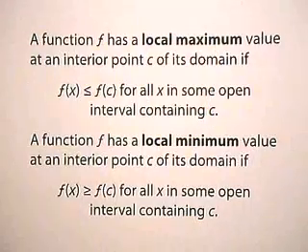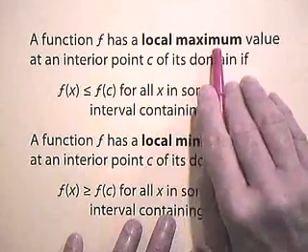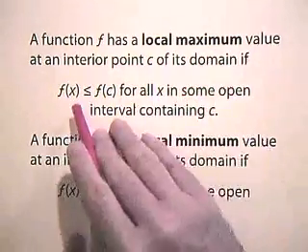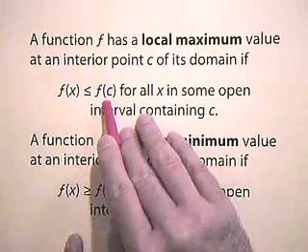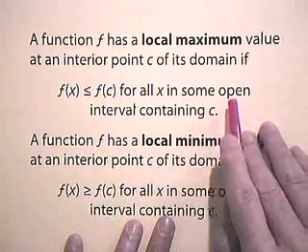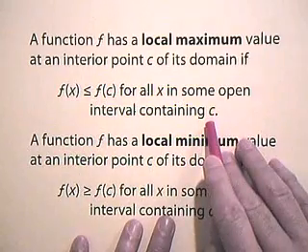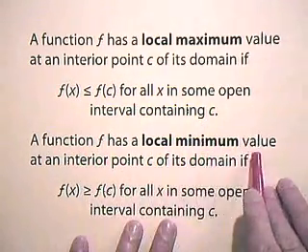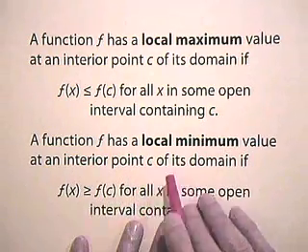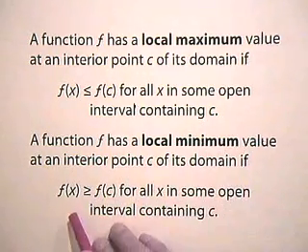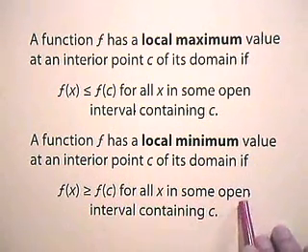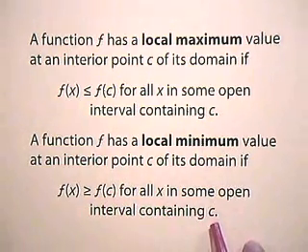A function f has a local maximum value at an interior point c of its domain if f(x) is less than or equal to f(c) for all x in some open interval containing c. A function f has a local minimum value at an interior point c of its domain if f(x) is greater than or equal to f(c) for all x in some open interval containing c.